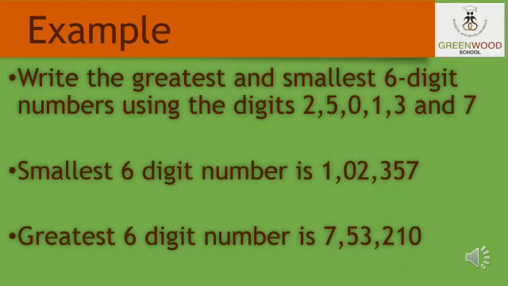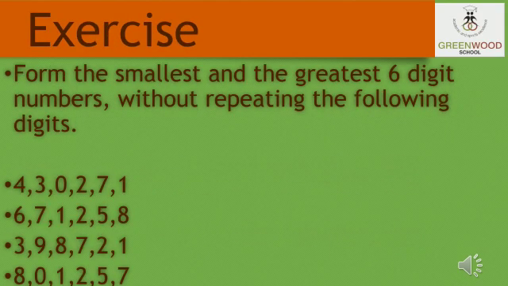To form the greatest number, arrange the digits in descending order. Hence, the greatest 6-digit number formed using the same digits is 753,210, means 7,53,210. This means that whenever there is 0 while forming a smallest number, it is in the second place. Now solve this exercise. Form the smallest and the greatest 6-digit numbers without repeating the given digits.